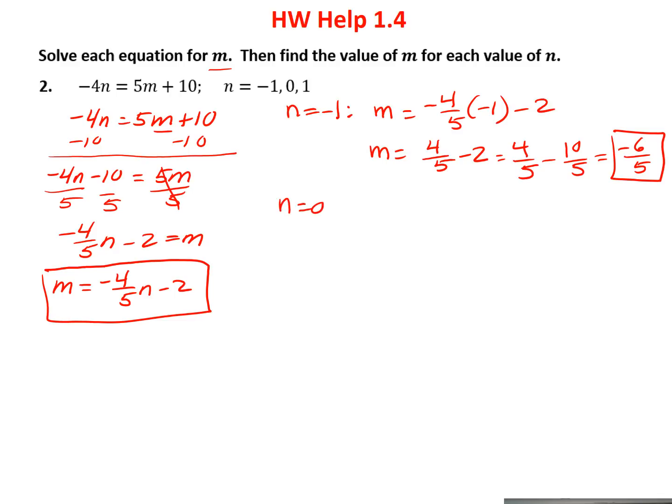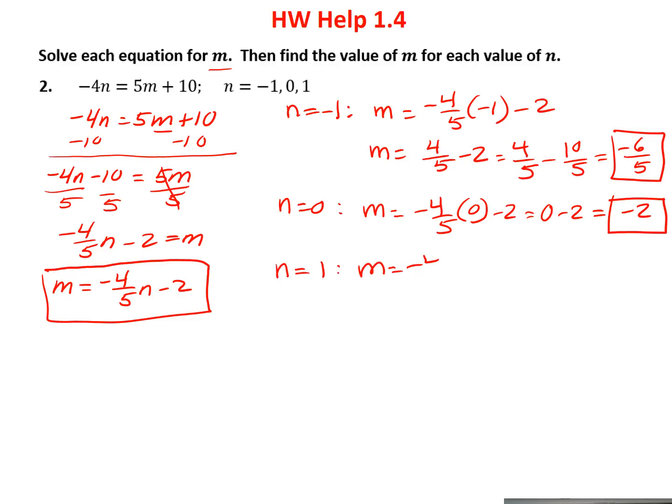When n equals 0, m equals negative 4/5. Write my equation, and then for n, put in the 0, minus 2. And you can see that minus 4/5 times 0 is 0. So I end up with 0 minus 2, or simply minus 2. So when n is 0, m is minus 2.